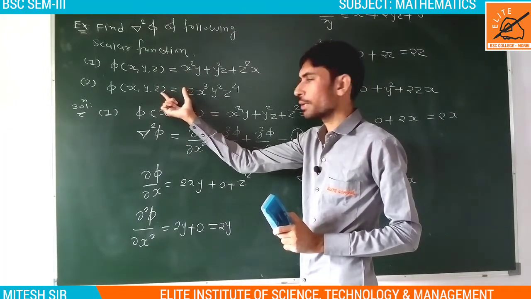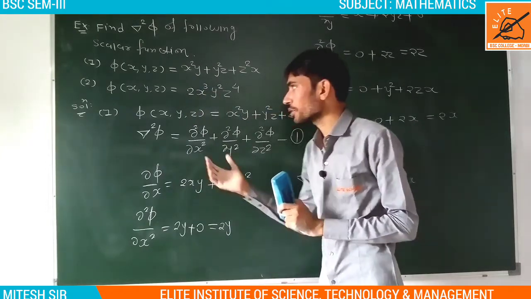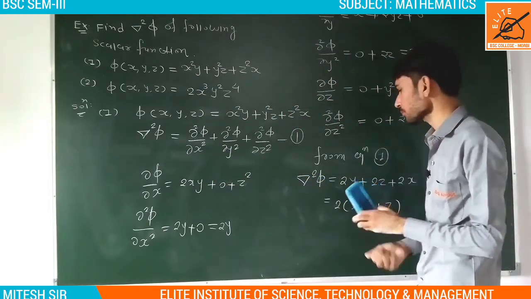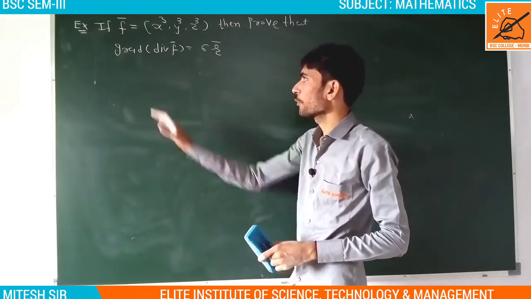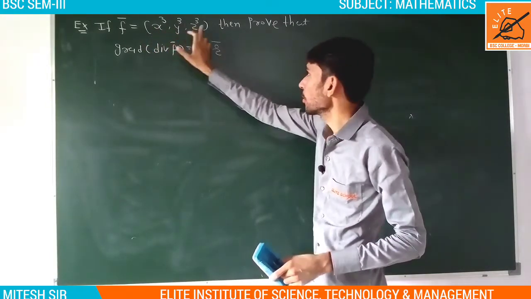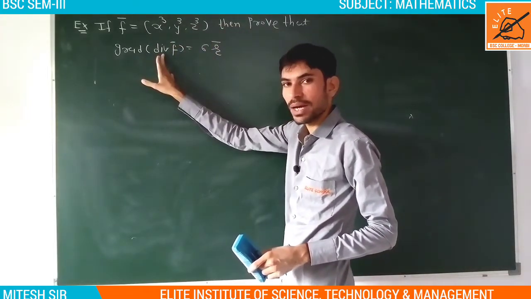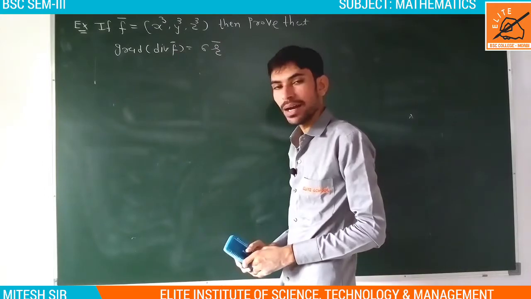In the second one you are given 2x cube y square into z raised to 4. Try yourself, note down the questions. Now in the next example we have given a vector function in coordinate form x cube, y cube, z cube. Then prove that gradient of divergence f bar is equal to 6 into vector r bar.